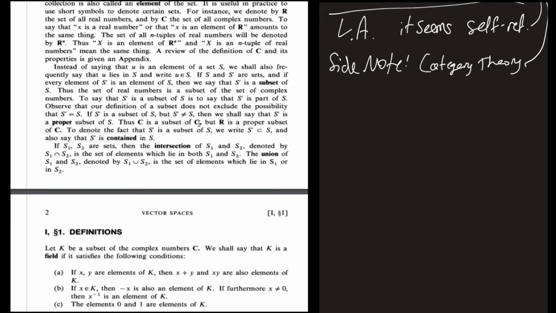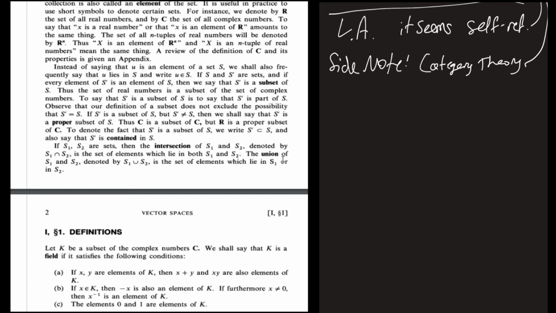All right, if S1 and S2 are sets, then the intersection of S1 and S2, denoted by S1 intersect S2, is the set of elements which lie in both S1 and S2, right? This is called the intersection. And we also have the union, which is the set of elements which lie in S1 or in S2, right? So you can have elements that are both in the intersection and also in the union of the two sets.